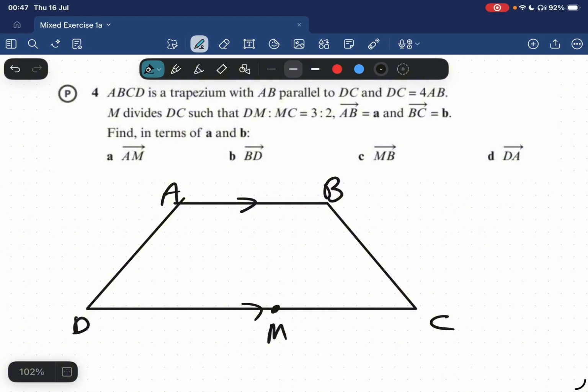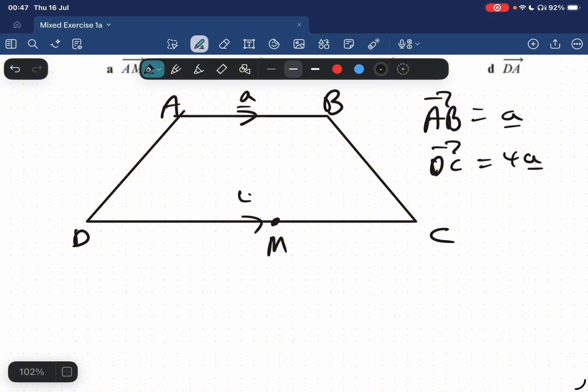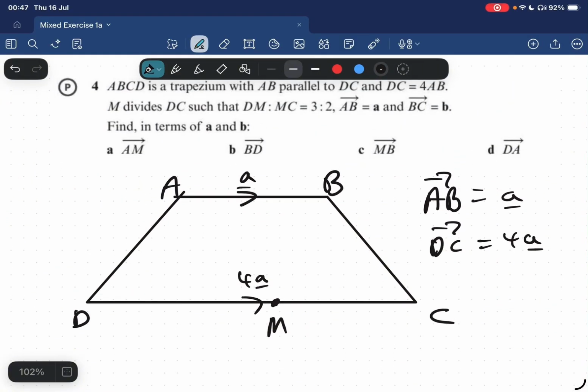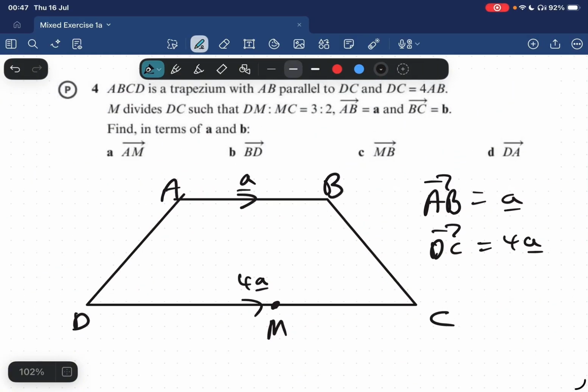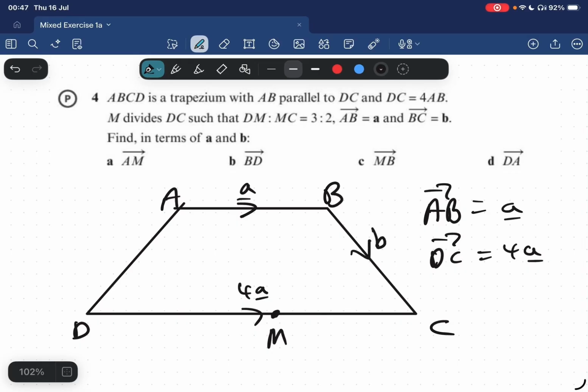So A to B is a. If A to B is a, then D to C is 4 lots of A to B, so 4a. B to C is b, and that's all the information we've been given.